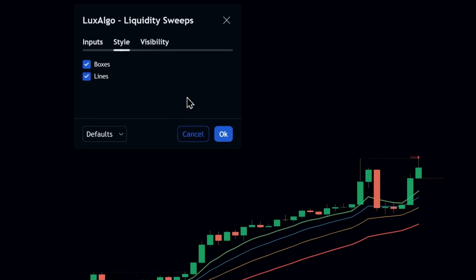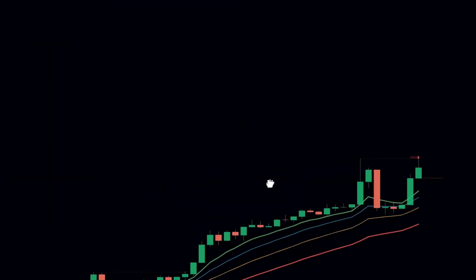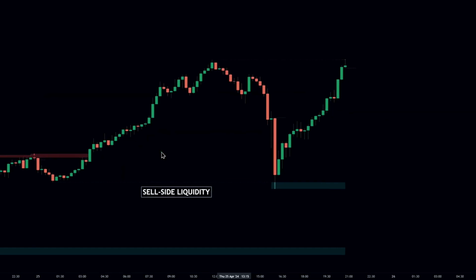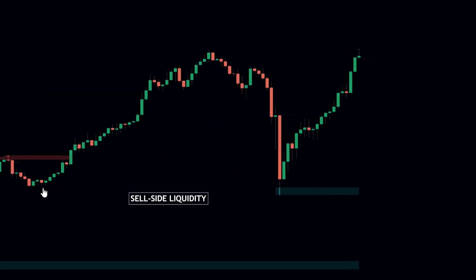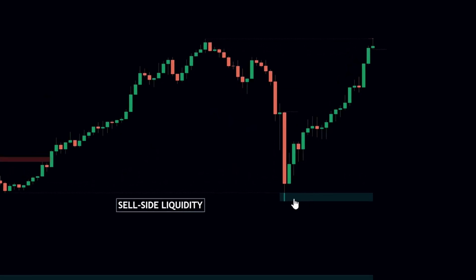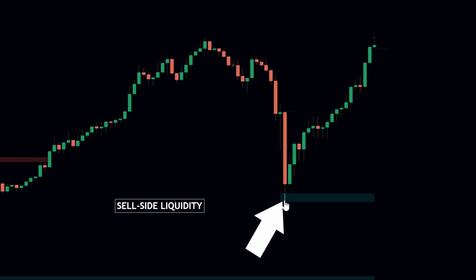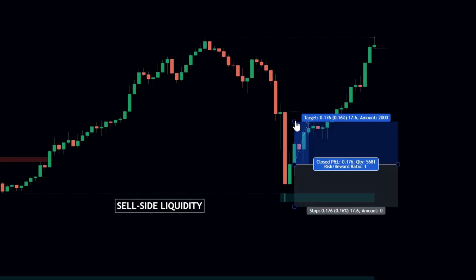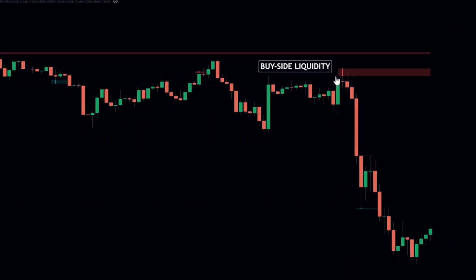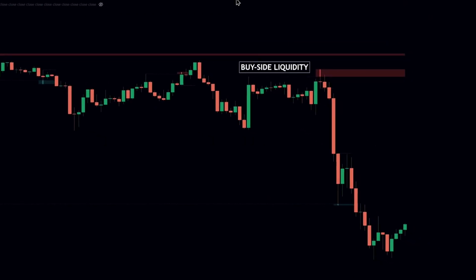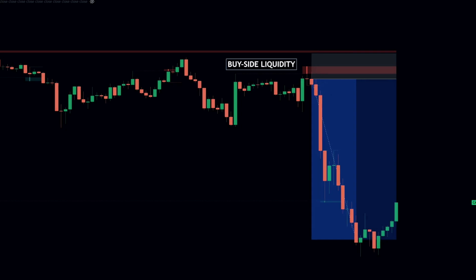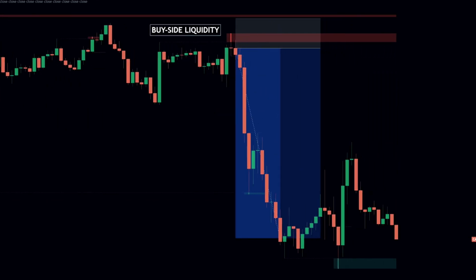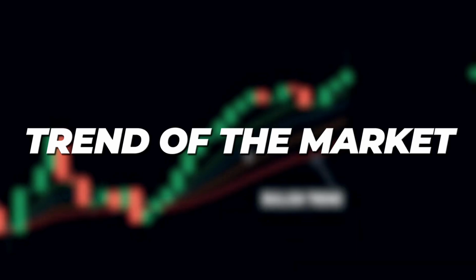So now that we understand liquidity sweeps, how can we actually use this indicator for trading? It's really simple. For a long trade, look for a sell-side liquidity sweep, which will appear as a teal color rectangle. Once you spot it, take a long position. For a short trade, find the buy-side liquidity sweep, marked by a red rectangle, and go short. But to maximize success, it's important to follow the overall trend. That's where the EMAs come in.